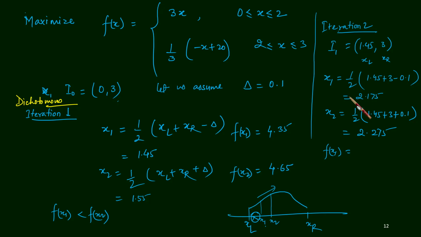Okay, now calculate f(x1). Put that value, this is 2.175. So will you use this formula or this one? Obviously this one, because 2.175 is in between 2 and 3. This will be equal to 1 by 3 into minus 2.175 plus 20. That will give you 5.942, and f(x2) will also use the same formula, 5.908. So you see here in this case f(x1) is greater than f(x2).